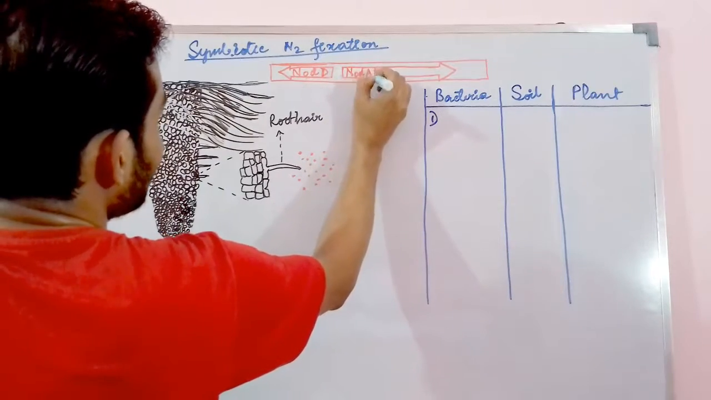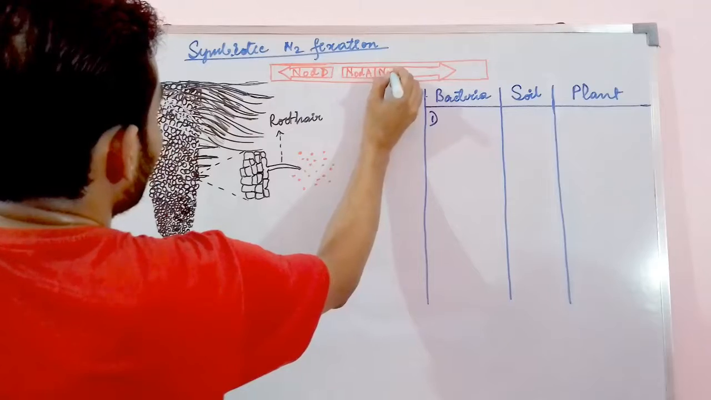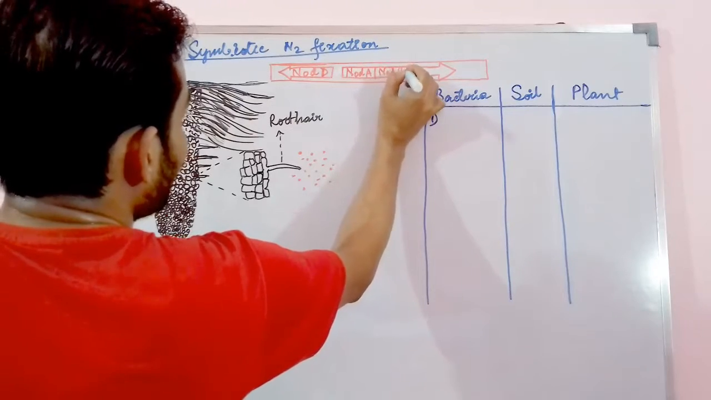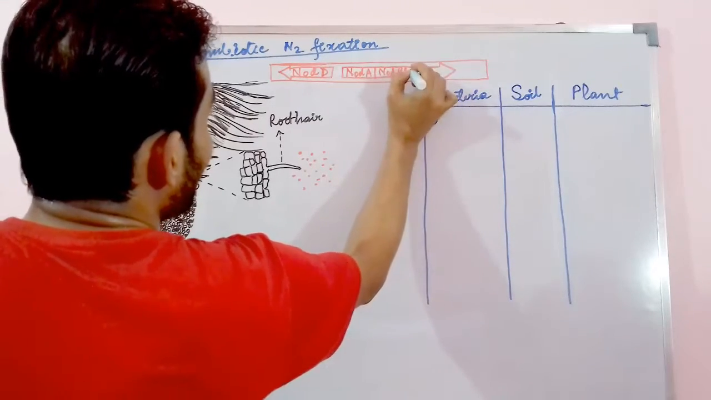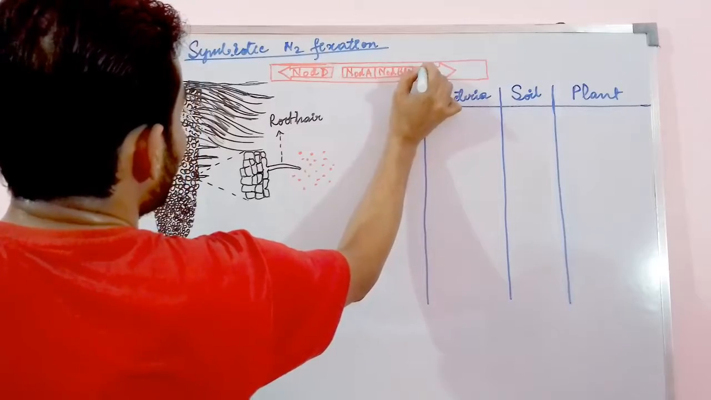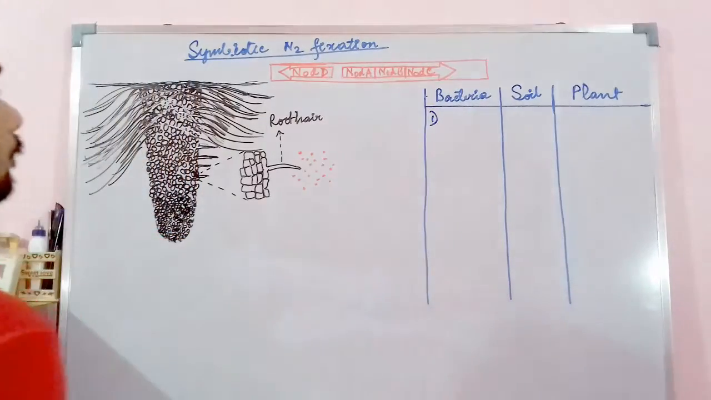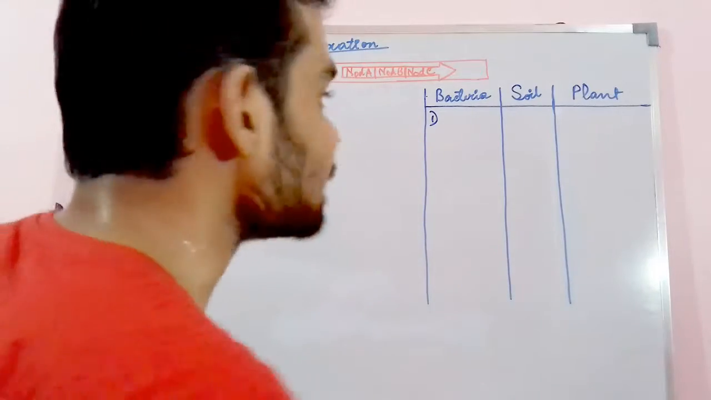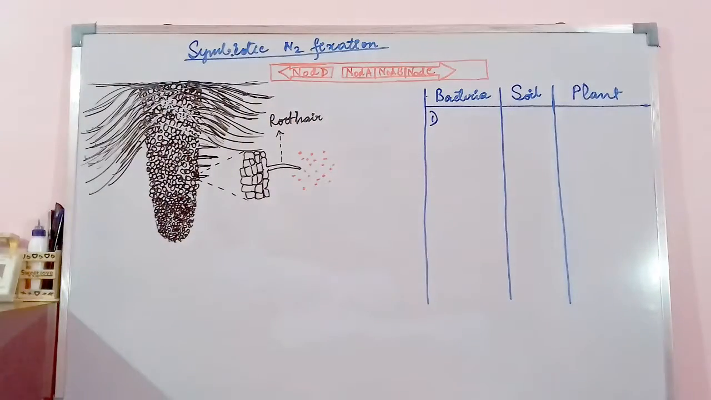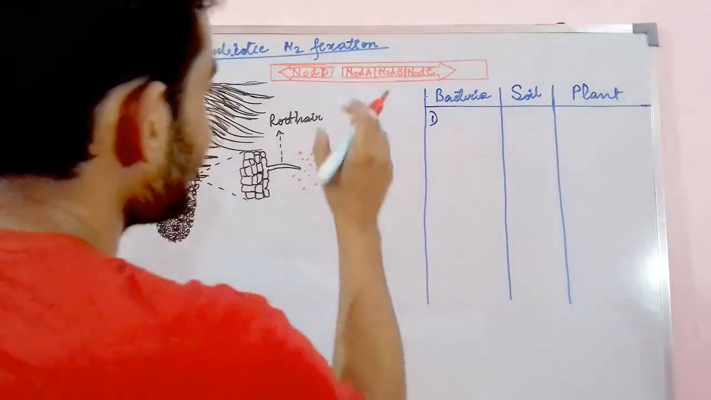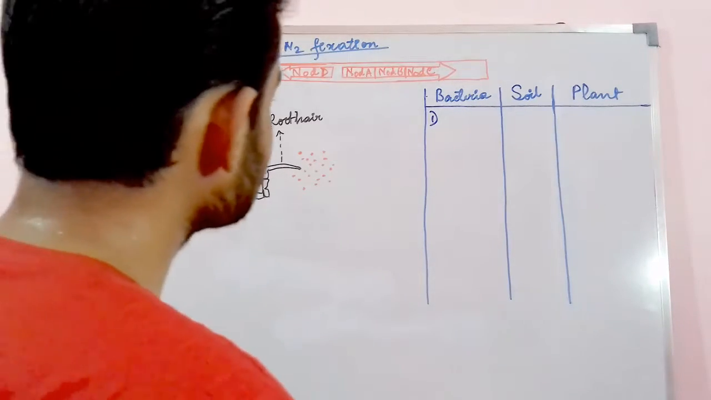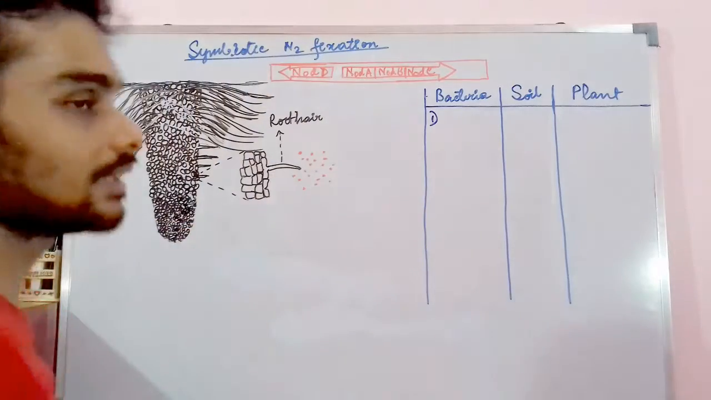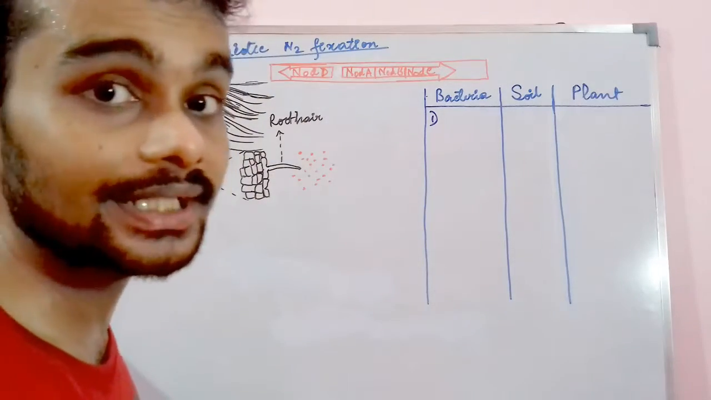And the NOD ABC genes are present in this direction: NOD A, NOD B and NOD C. These are present in the opposite direction to that of the NOD D gene. Now what happens is, when the bacteria activates the NOD D gene, it produces the NOD D protein.